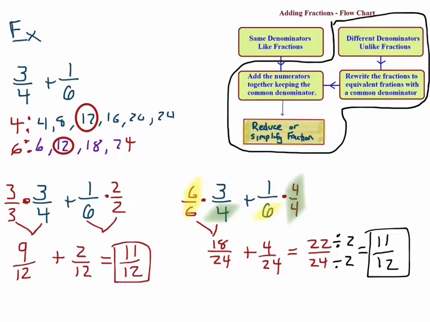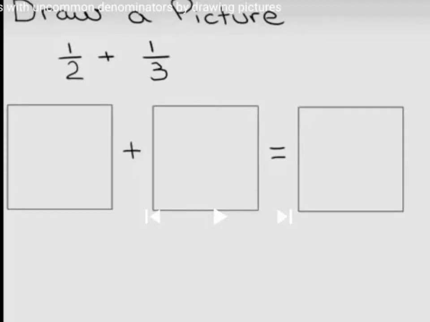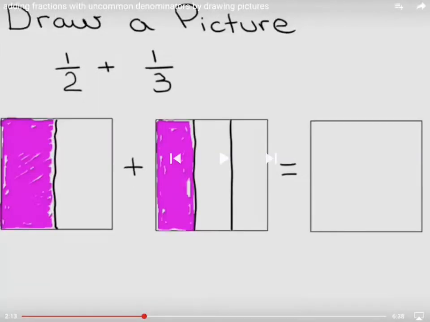Now, that's doing it arithmetically. Now let's look at a picture. 1/2 plus 1/3. You could start by drawing boxes like this on your paper. And I'll pause it here, okay? So what you're going to want to do is start splitting this up. So this would be 1/2. So there's your halves, and this is going to be 1/3.